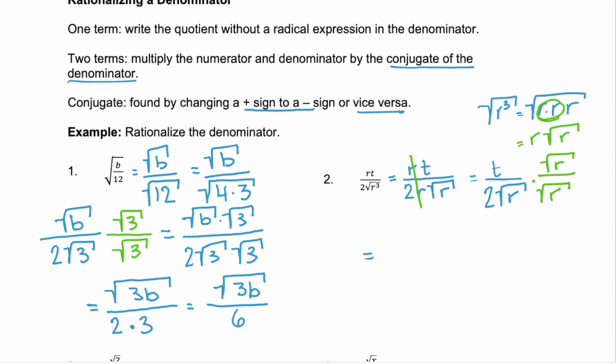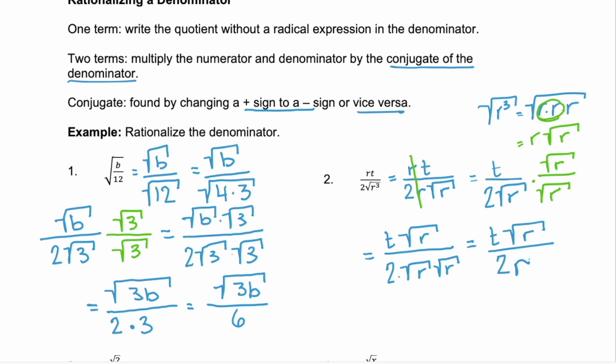So that would give us a numerator of t times the square root of r and a denominator of 2 times the square root of r times the square root of r. And we continue to simplify. The numerator stays t square root of r. And then the denominator, we have 2. And remember, square root of r times square root of r would just be r.